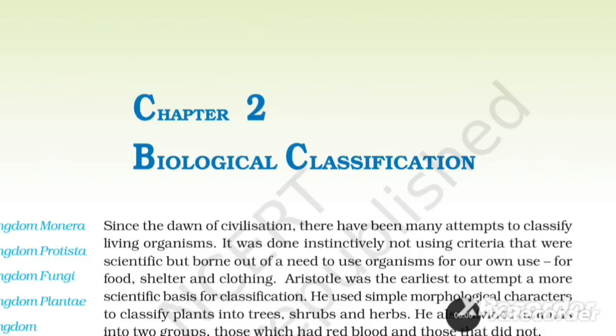Hello students, today I am going to cover the 11th NCERT, chapter 2, which is Biological Classification. Let's begin.